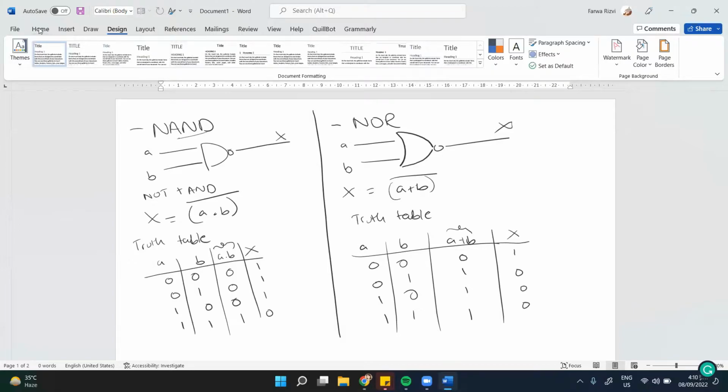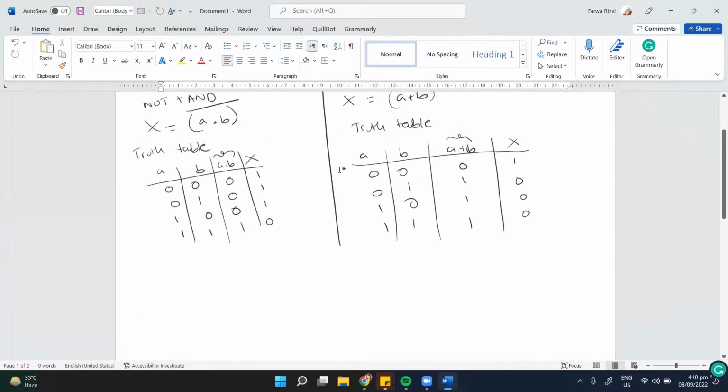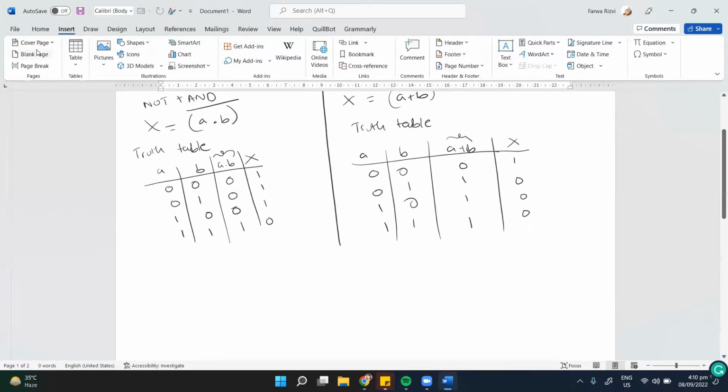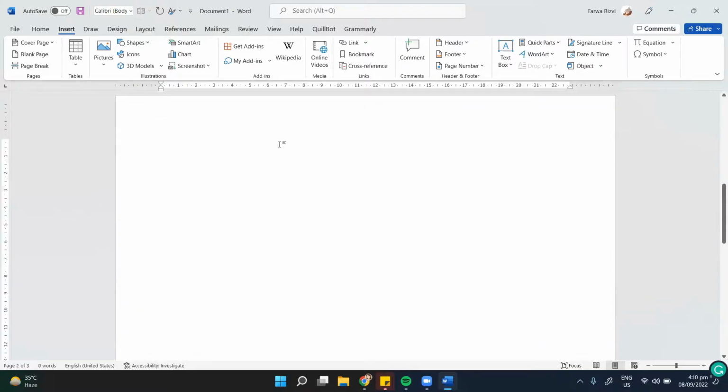Then there was one more, which was the XOR gate. Do you remember the expression for that? I could write it again since it's a little lengthier. It's A dot B bar plus A bar dot B. This is what X is equal to.